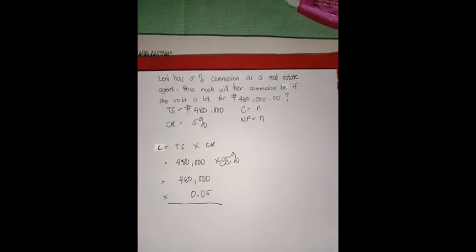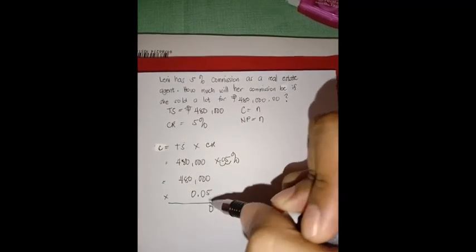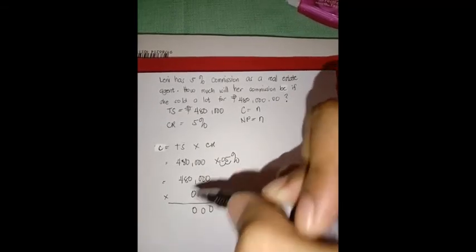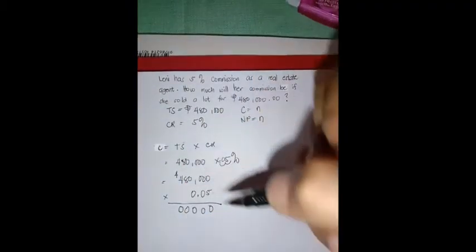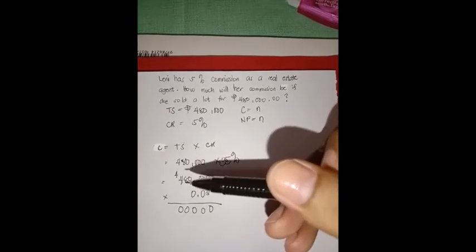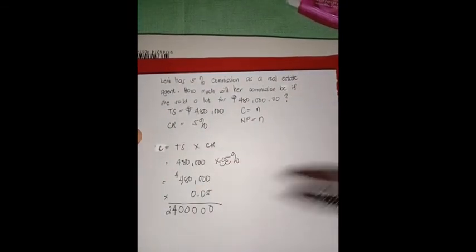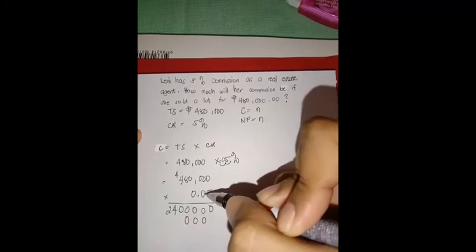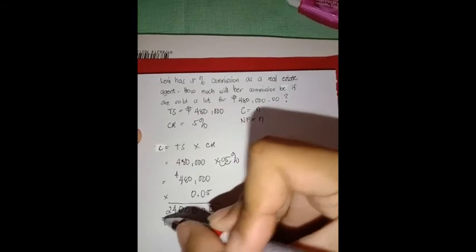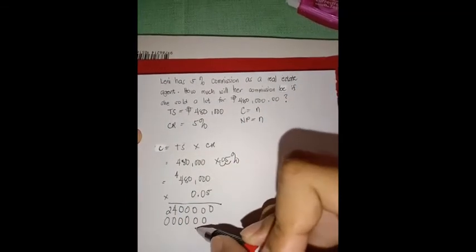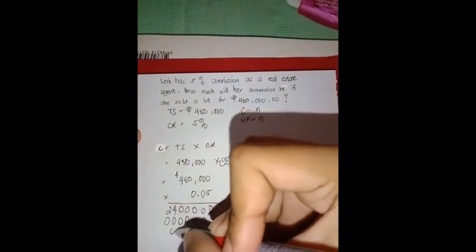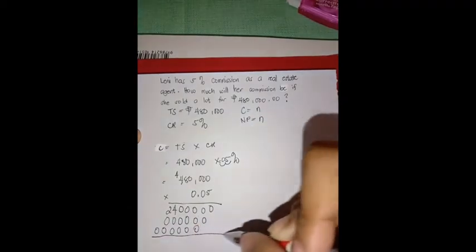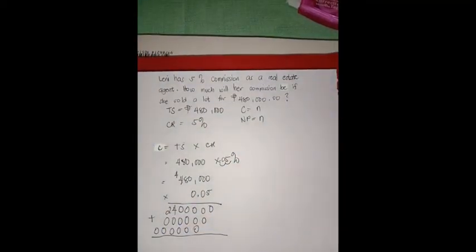And then we're going to solve. 5 times 0 is equals to 0. 5 times 8, we have 40, so 0 carry 4. 5 times 4 is equals to 20, and then plus 4, we have 24. And then any number multiplied by 0 is equals to 0, so maglalagay lang tayo ng mga 0. Then we will add the partial product.